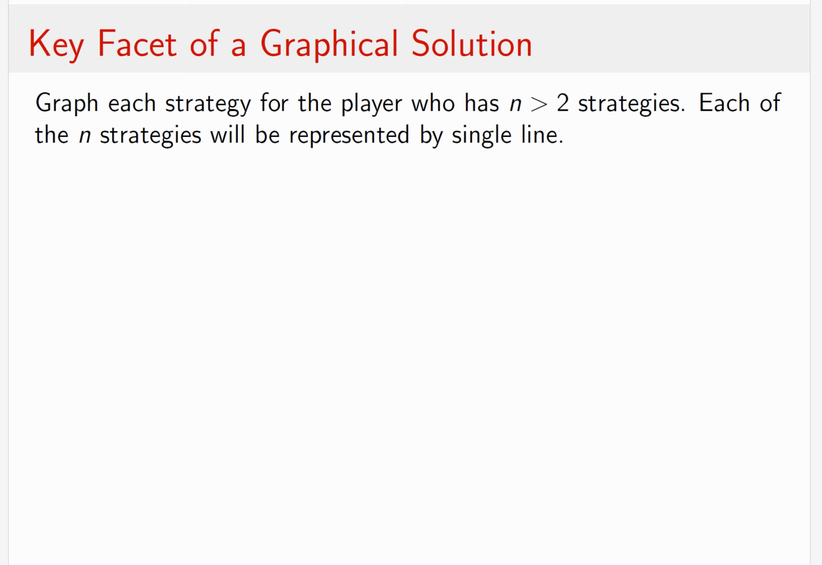So what we're going to do is make a linear graph for each strategy for the player who has more than 2 strategies. And then we'll have n strategies represented by a single line, remembering that Rose is maximizing. So if Rose has more than 2 strategies, she's going to do her best to play along the upper envelope. She's going to choose strategies that will help her play along the upper envelope. Those are the higher values, and she's trying to maximize. If Colin is the one with more than 2 strategies, he's going to be trying to minimize, so he'll try to play along the lower envelope.